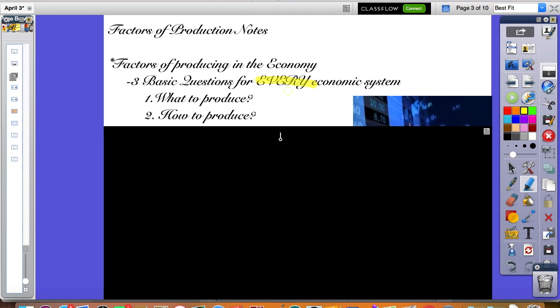Question number two, how are we going to produce it? Are we going to manufacture it, meaning, is it going to be made in a machine, or is it going to be made in an assembly line? Are we able to grow it? Are we able to make it through a 3D printer? Do we need people to hand make whatever the product is? How are we going to be able to produce whatever we are producing?